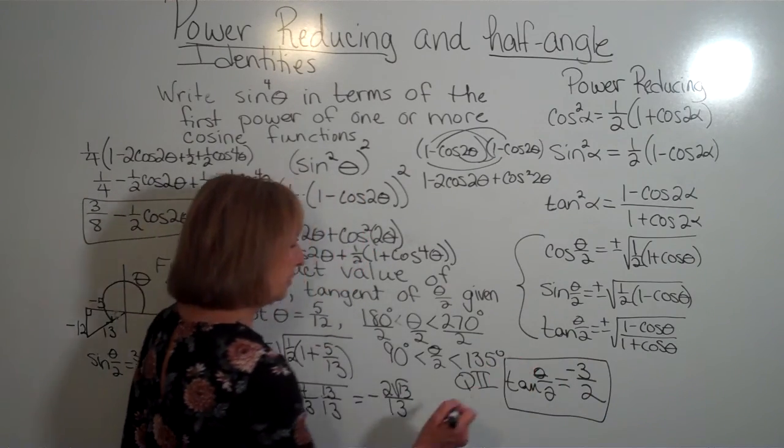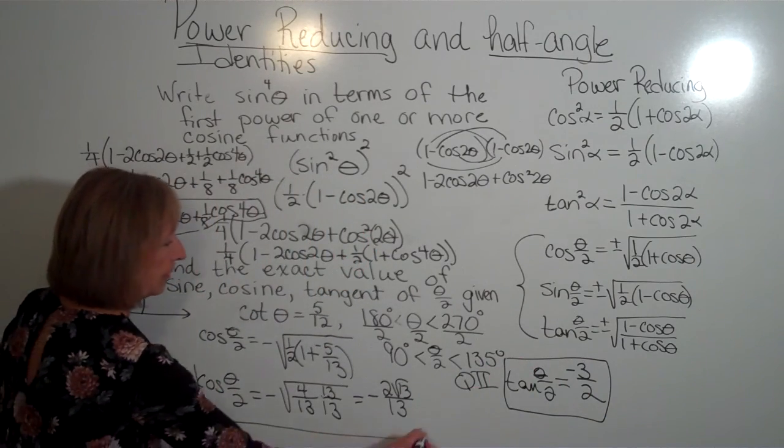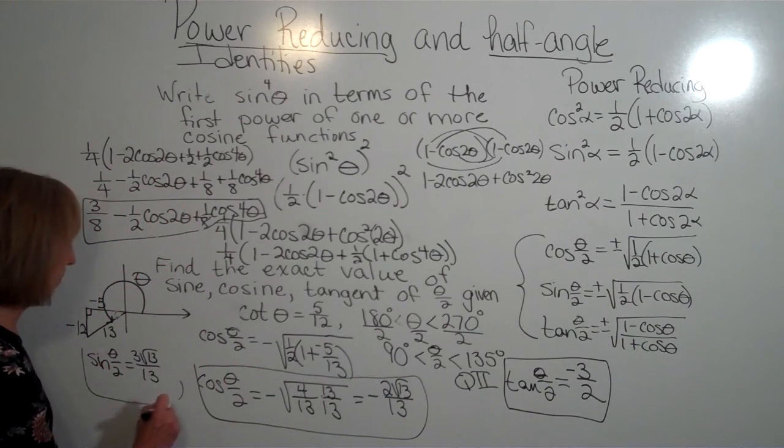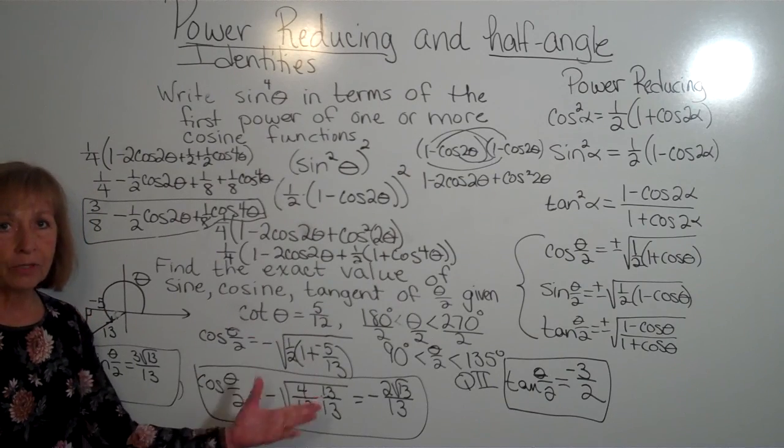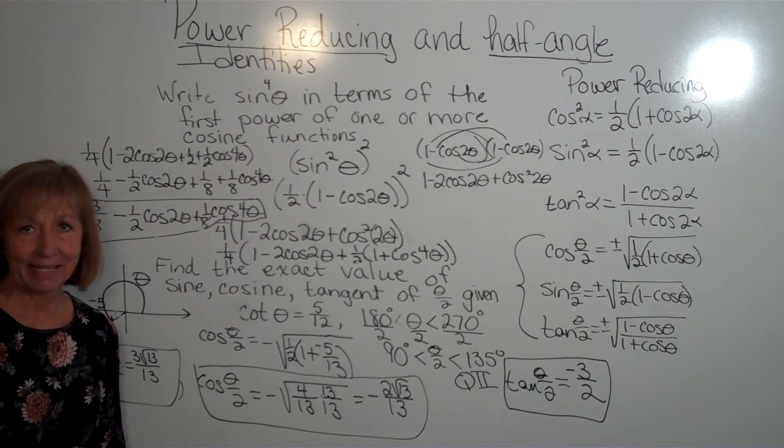So that gives you some examples of how to apply the power reducing identities, as well as how to work out the work with the half angle identities.